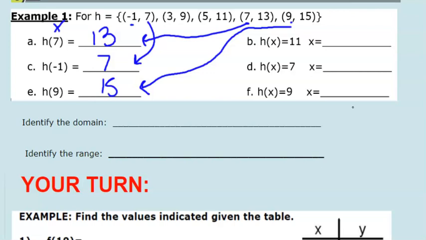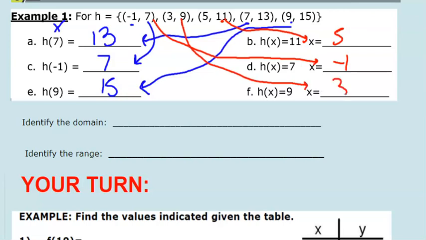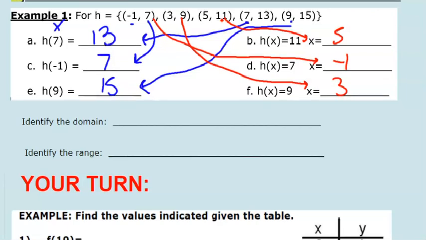Okay, now we're going to find the x values. When h of x equals 11, which is right here, x is 5. When h of x is 7, x is -1. And when h of x is 9, x is 3. For this one, there could possibly be more than one x value. On this one, there's always only going to be one y value, unless it was not a function.